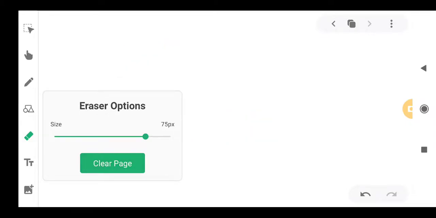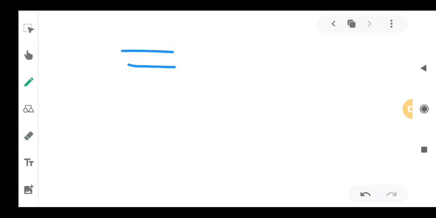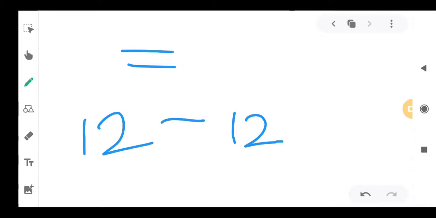So, last symbol, that is equal to. Is equal to means that two numbers are equal. For example, 12 and 12. So, what symbol you have to put? Yes, that is equal to. So, we have to read that 12 is equal to 12. Okay, this is the comparison of numbers. I think all of you understood well.